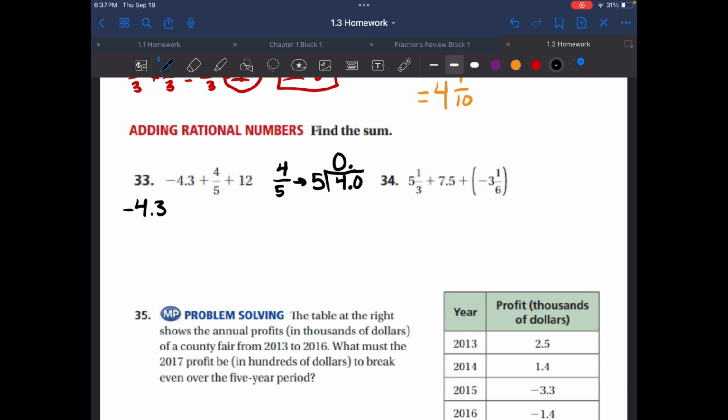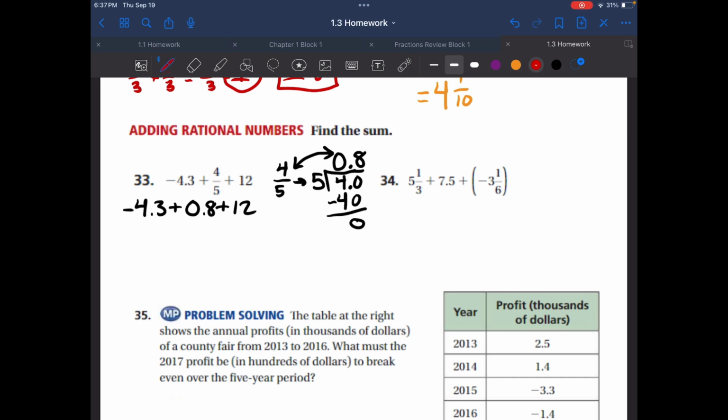Now I think, 5 can go into 40 8 times. 8 times 5 is 40. I get a remainder of 0. And would you look at that? I just changed 4/5 into 8/10. Those are the exact same. So, when I substitute it in, I have negative 4.3 plus 0.8 plus 12. Well, 12 is kind of already a decimal. It just doesn't have anything. You could say 12.0 if you really want.